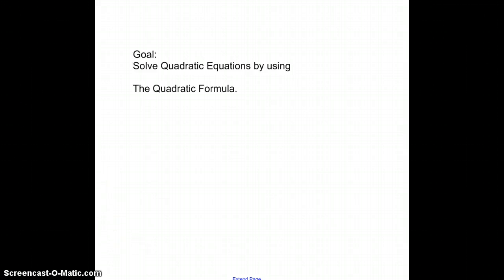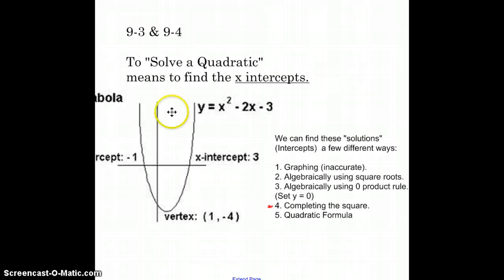Again, if we just refer back to some of our prior notes here, we've been talking about ways we can find different solutions, or the x-intercepts of the quadratics. So in this video, we're going to actually be looking at the quadratic formula.